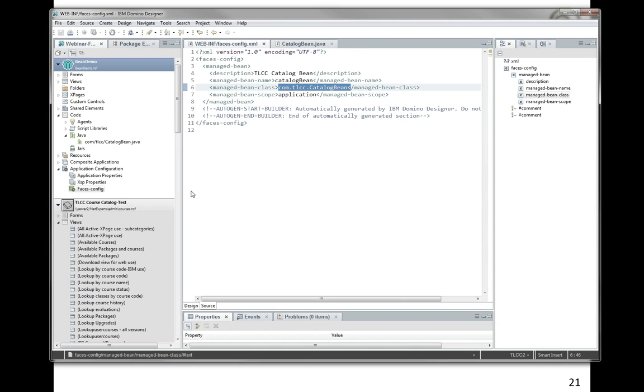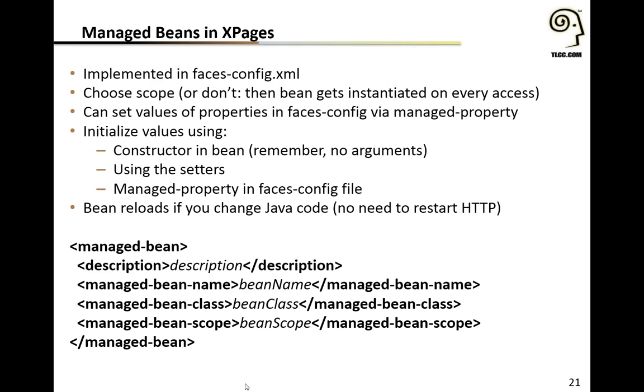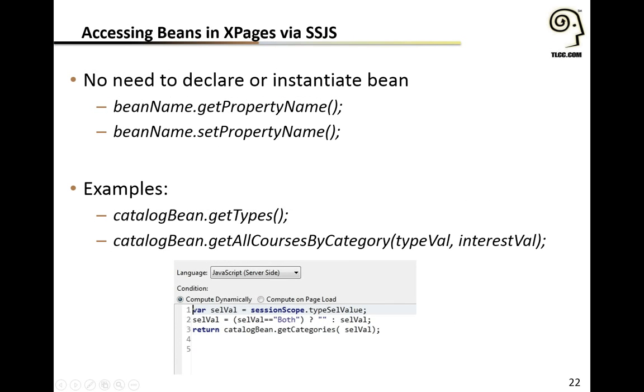So now the next thing we need to do is access that bean to be able to display the data in our XPages. How are we going to do that? Well, it depends on if you're using server-side JavaScript or not, the not being the expression language. So first we'll talk about server-side JavaScript. So my bean before was catalog bean. So I can say catalogBean.getTypes, as the example here, and that will return a list of all the types. And that's accessing the bean that way.